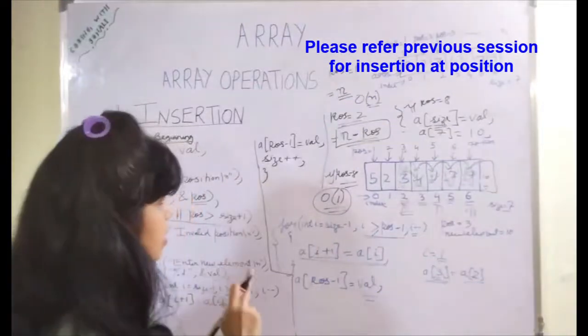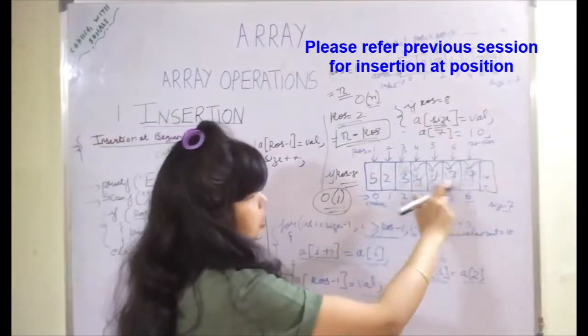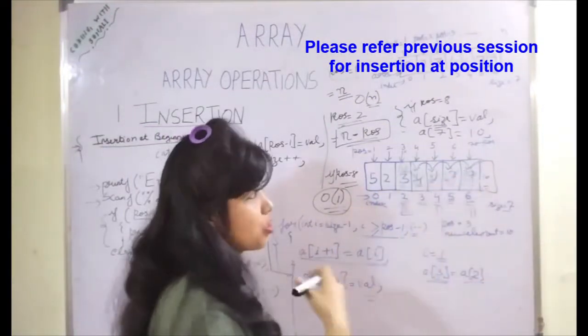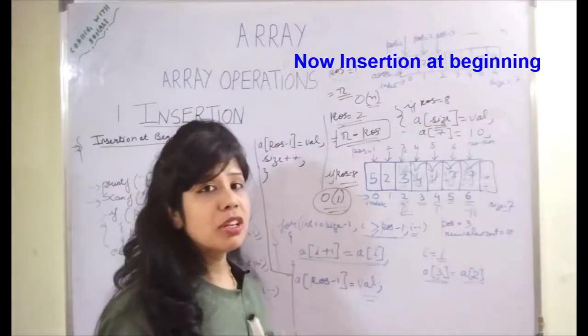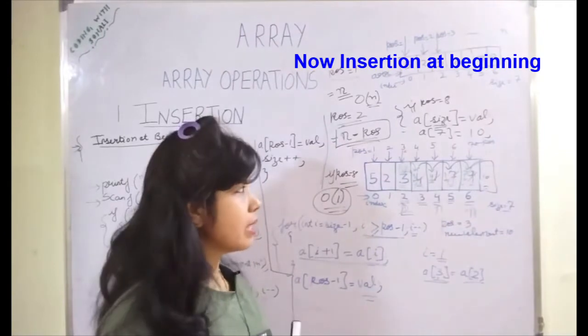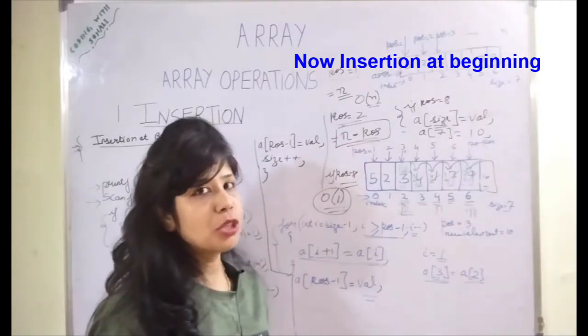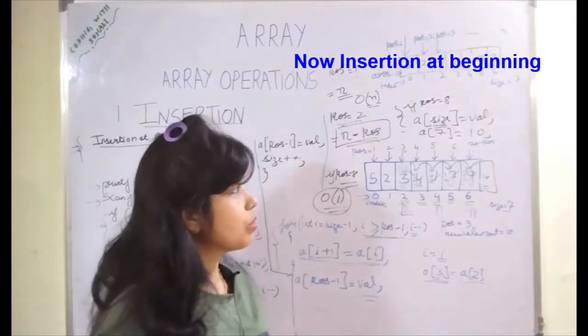So we have seen the insertion at different positions. If the user gives different positions, we have seen what the logic will be. Now suppose the user wants to insert at the beginning. We will just ask the user to enter the new element which the user wants to insert.